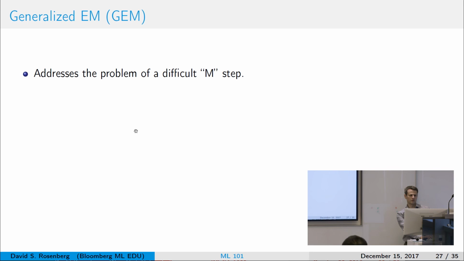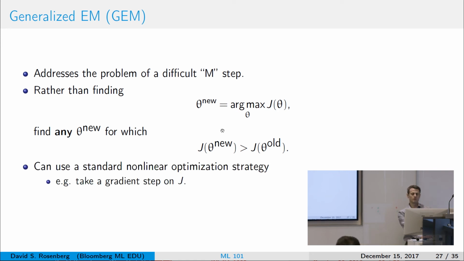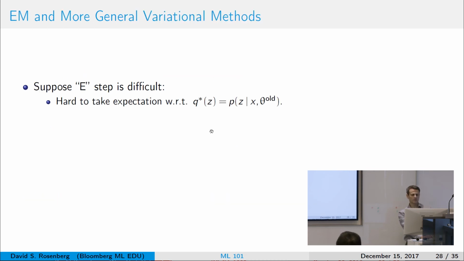So for the M step, this is your question, we don't have to find the argmax. We can be satisfied with just finding some theta that improves over the previous theta for the given Q. That would be called generalized EM, GEM. You can also do a gradient step, as you were suggesting. OK. Good.